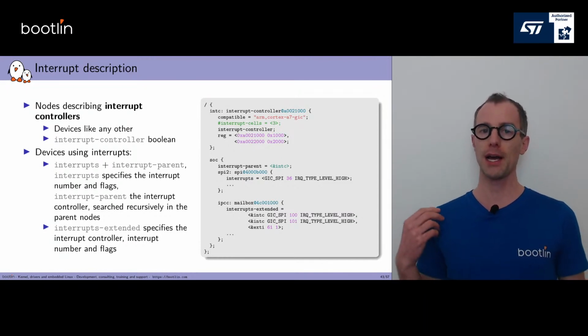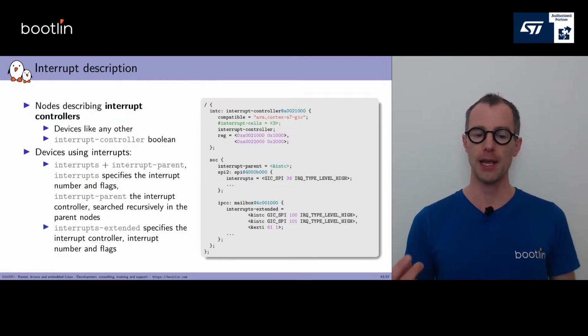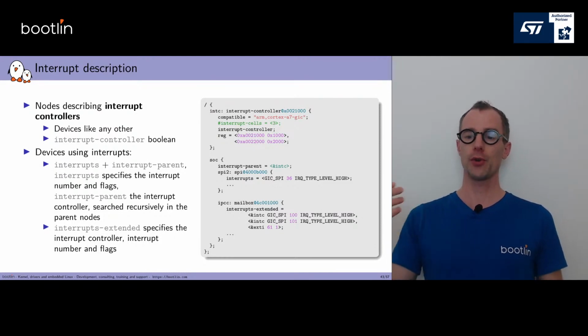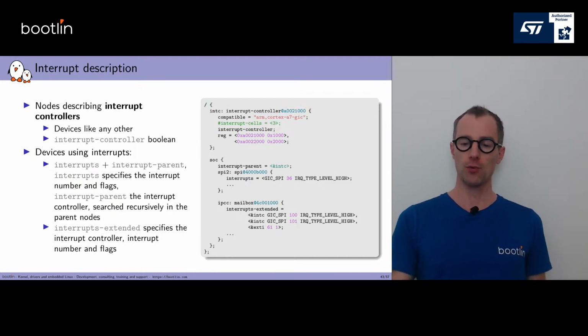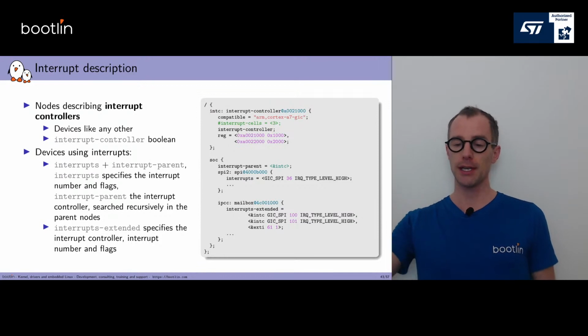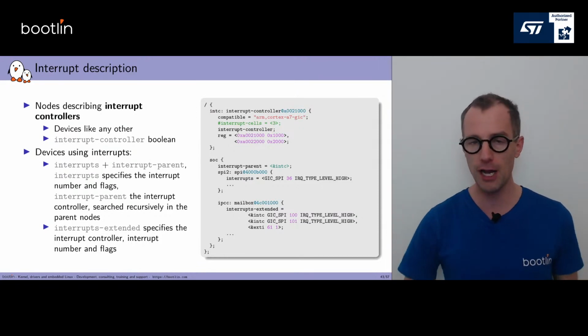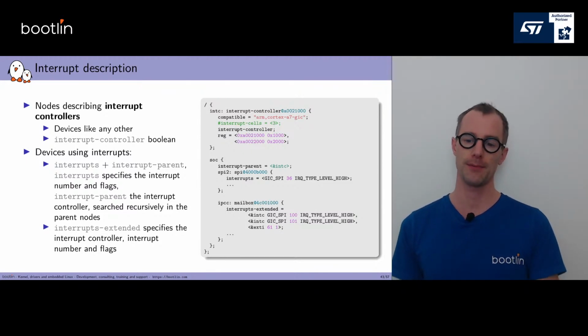The first one relies on two properties, interrupt-parent and interrupts. Interrupt-parent indicates for all subnodes which interrupt controller is used by all the subnodes. So the fact that we have interrupt-parent = <&inc> at the top of the SoC node means that every other IP block that is described down will use that as an interrupt controller unless otherwise overridden at some other point in the device tree.